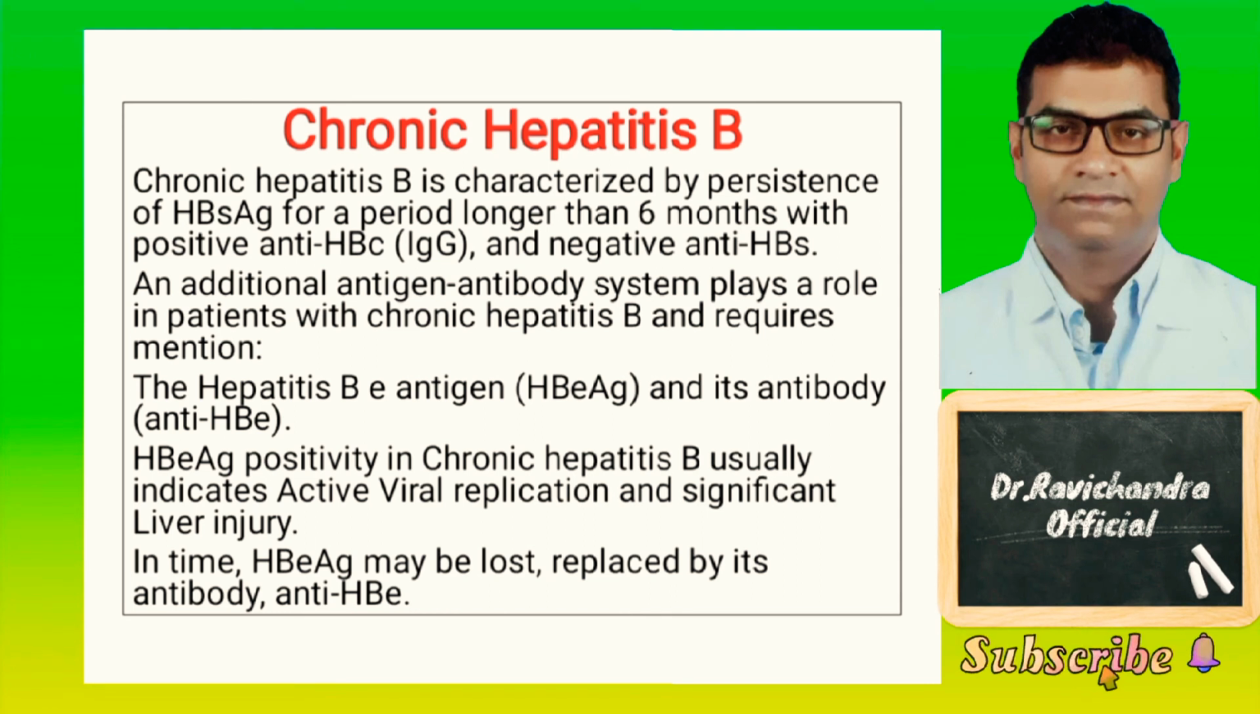An additional antigen antibody system plays a role in patients with chronic hepatitis B and requires hepatitis B e antigen and its antibody, anti-HBe. HBeAg positivity in chronic hepatitis B usually indicates active viral replication and there is significant liver injury. In time, HBeAg may be lost, but it is replaced by its antibody, anti-HBe.